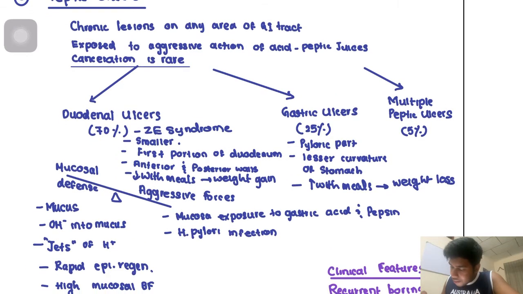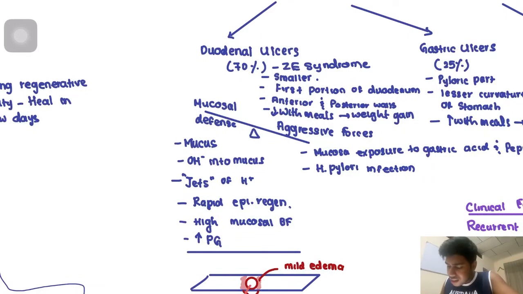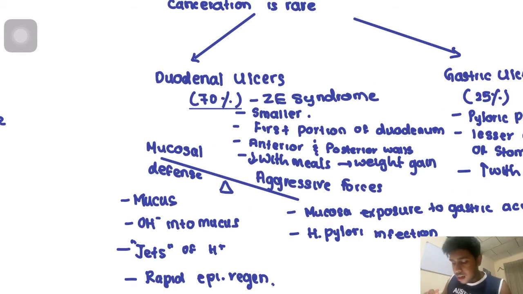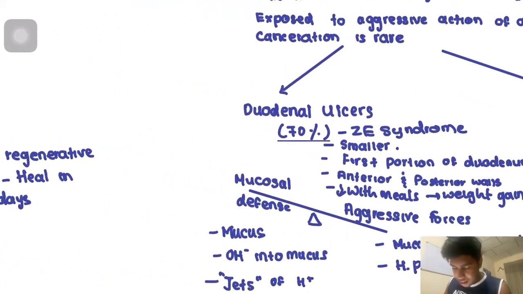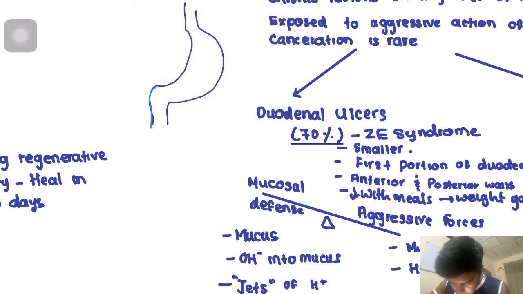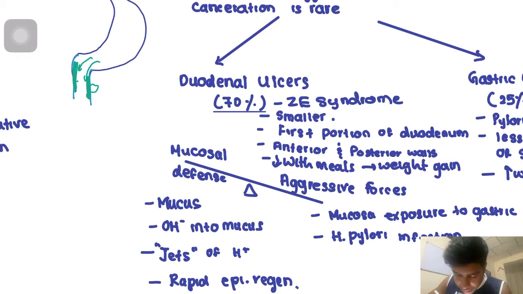So we have three types of ulcers. First, duodenal ulcers. Next, gastric ulcers, and finally multiple peptic ulcers. Now this is something you need to understand. Why are duodenal ulcers more common? It's 70% more common compared to gastric ulcers. Why is that? Our stomach is adapted to handle the acid, but our intestine is not. So each time the acid comes and burns the duodenum, it will erode the layer, it will destroy the layer. So this is more common, and obviously you will get it in the first part of the duodenum.